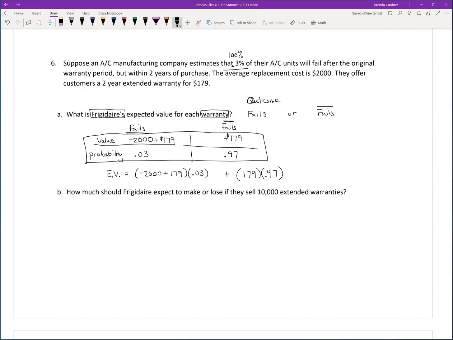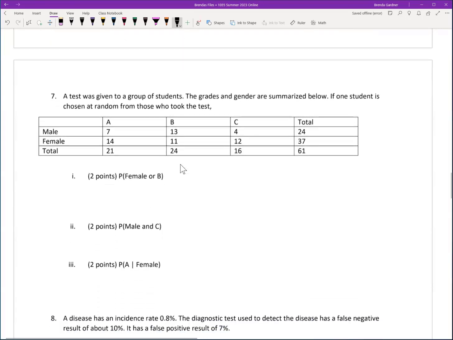How much should they expect to make or lose if they sell 10,000? What we're going to do is take our answer from A and multiply it by 10,000, because that's how much they're going to be making, again, on average. Expected value, law of big numbers, for every 1 unit, and then multiply it by 10,000. Okay, moving along here.